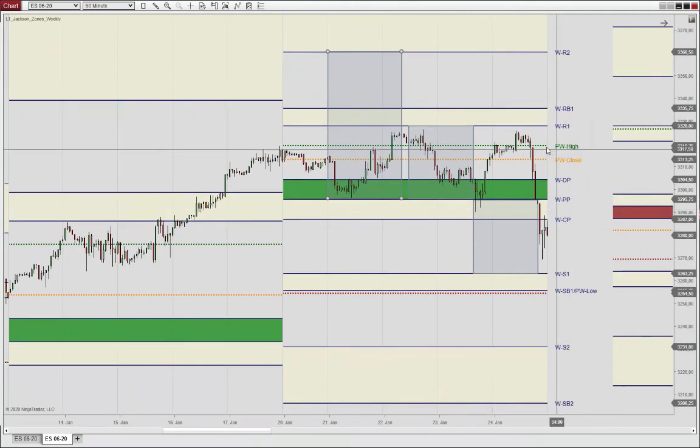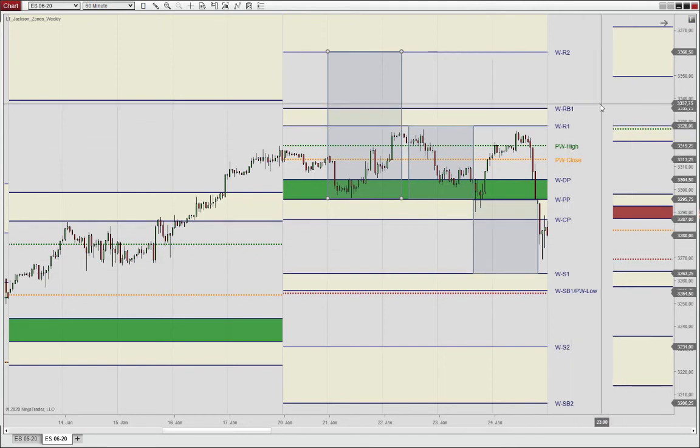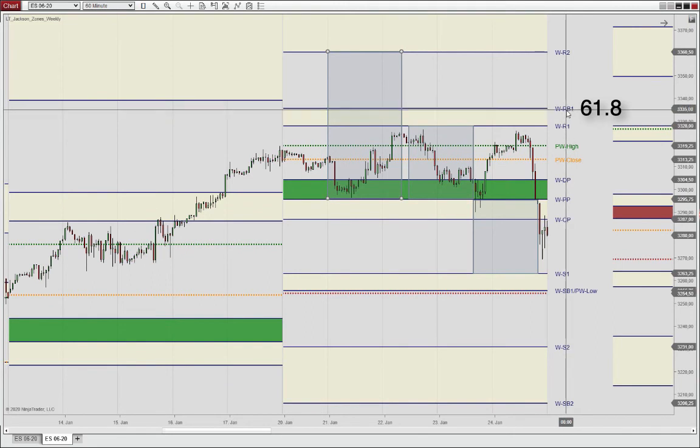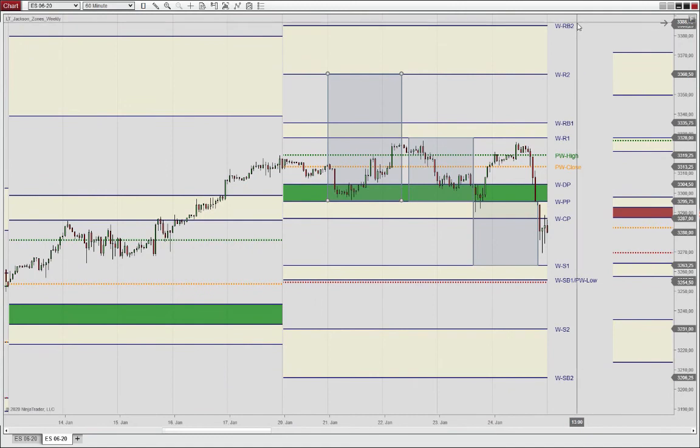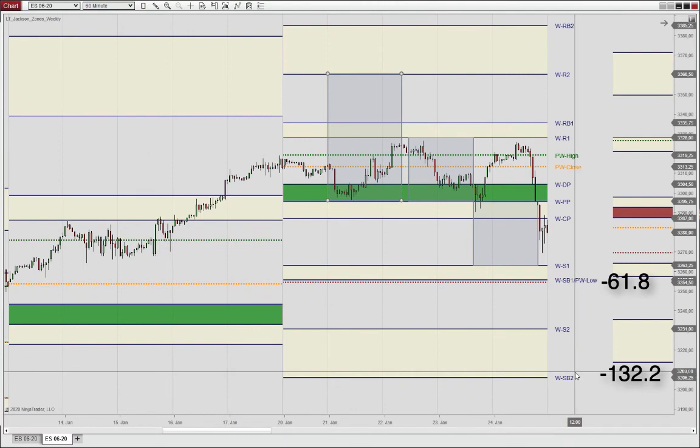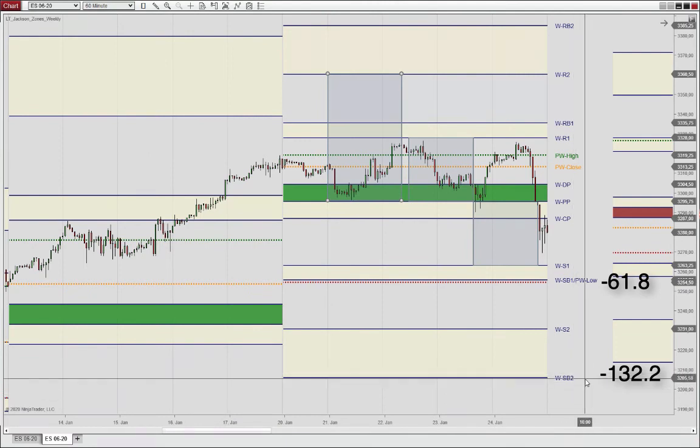And here in extension of these resistance and support levels, we have the resistance bands, and those are Fibonacci extensions from the main pivot. So the first resistance band is the 61.8 extension, and the second extension is the 132.2 extension, and the same to the downside. So minus 61.8 and minus 132.2.